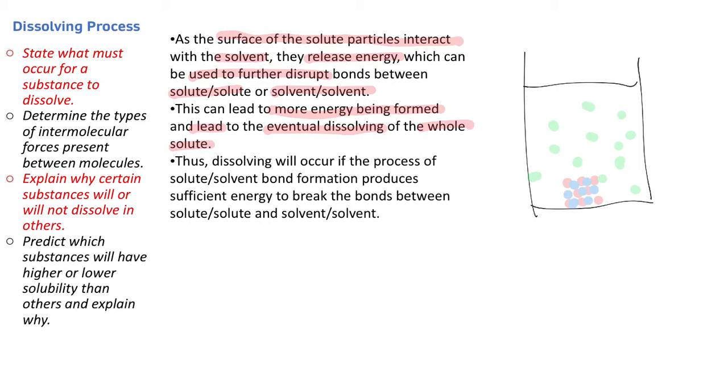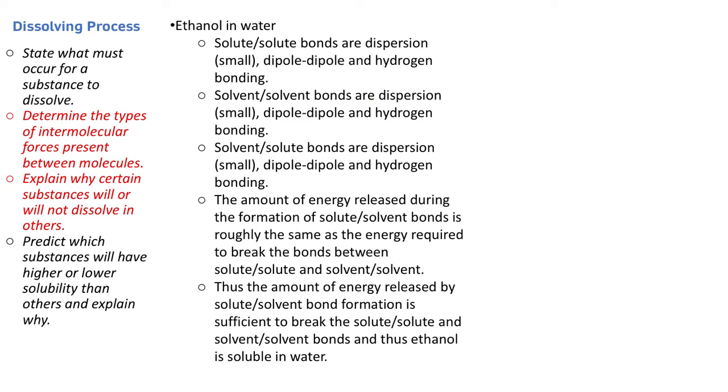So it's the initial breaking of the bonds between solute and solvent on the surface that provides the initial point of energy, and as more and more bonds break, they produce more energy to dissolve more and more. Thus, dissolving will occur only if the process of solute-solvent bond formation, and this is the important part, produces sufficient energy to break the bonds between solute-solute and solvent-solvent. They need to produce enough energy to break those bonds. Let's have a look at a couple of examples.